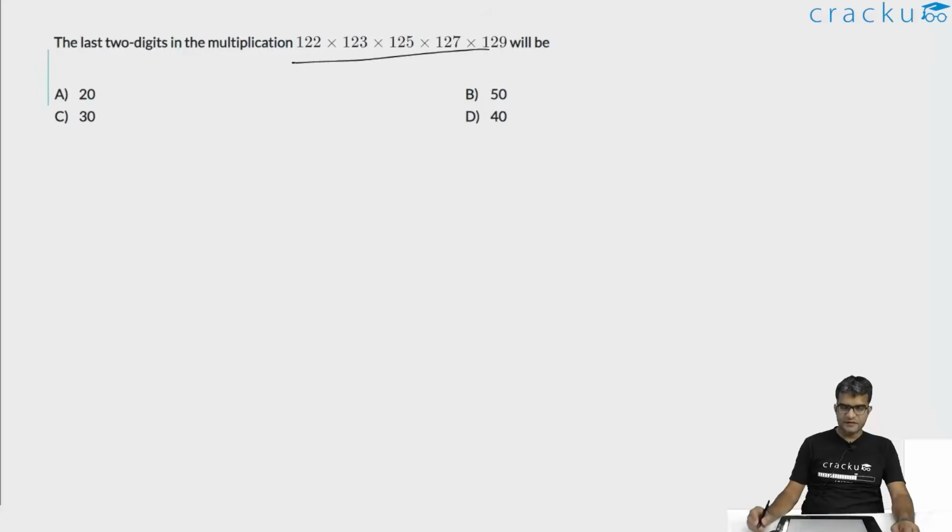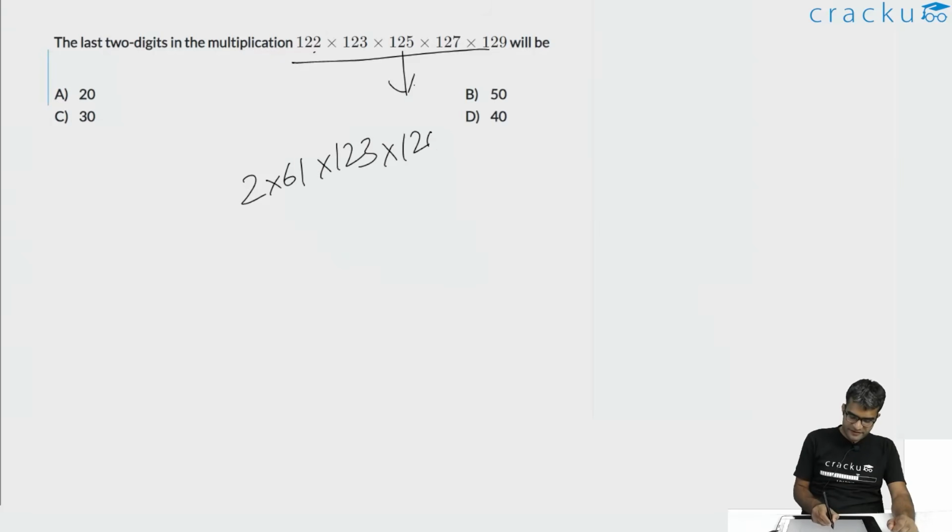In this case, we are required to calculate the last two digits of the multiplication 122 into 123 into 125 into 127 into 129. Over here, we are quite interested in 125 because it is a multiple of 25. The reason for that is we'll write 122 as 2 into 61 into 123 into 125 into 127 into 129. This is the same as the given product.